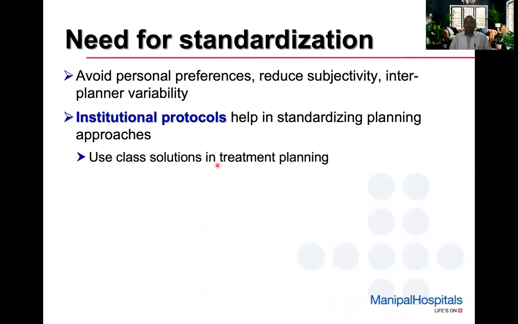So how do we do that? The most important requirement is that we have to standardize the entire process of treatment planning. Avoid personal preferences completely and reduce the subjectivity as much as possible. And we should see to it that there is no interplanner variability involved. From planner to planner, there shall not be variability. Everybody should follow the standard practice.